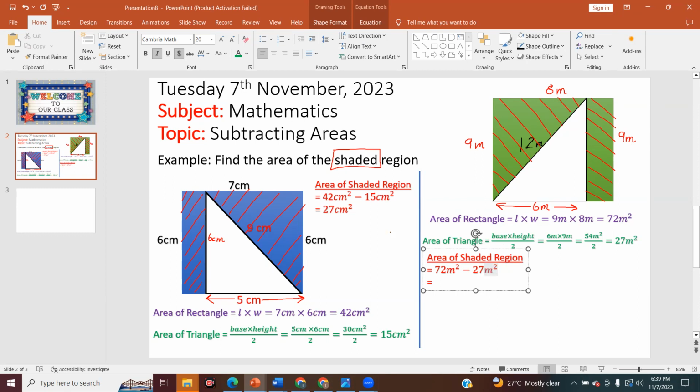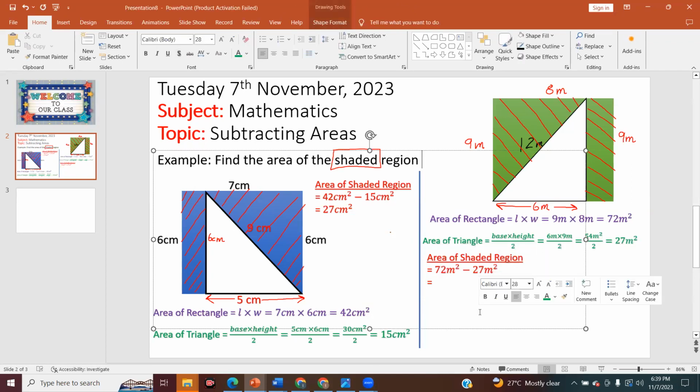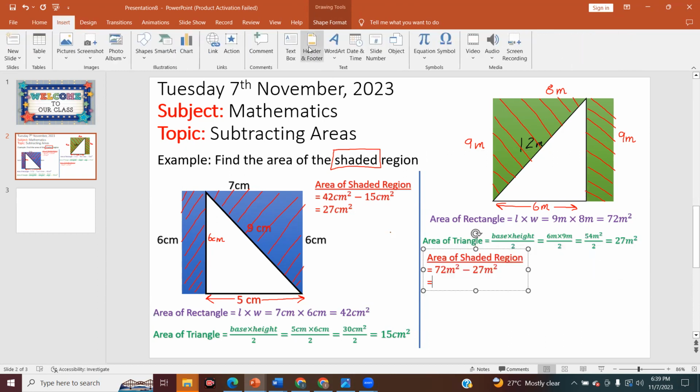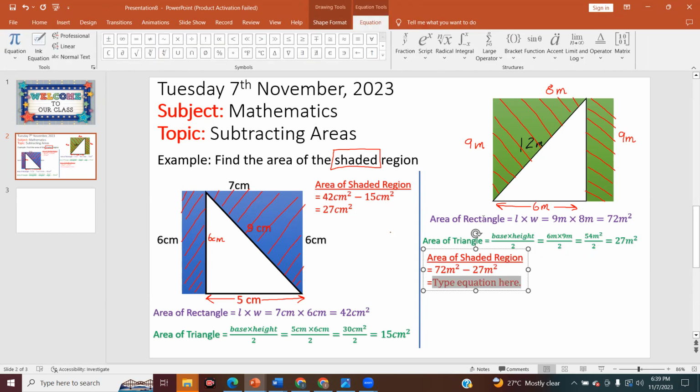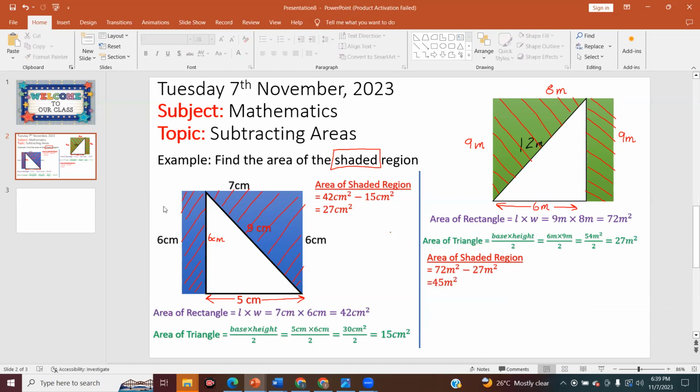What is the answer? What did you all get? 72 meters squared minus 27. I got 45. 45 meters squared. Very good. So it's going to be equal to 45 meters squared. So the area of the shaded region is going to be 45 meters squared. All right.